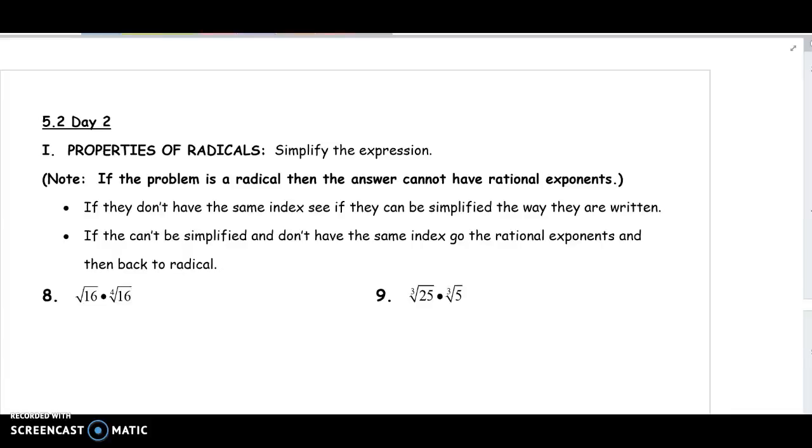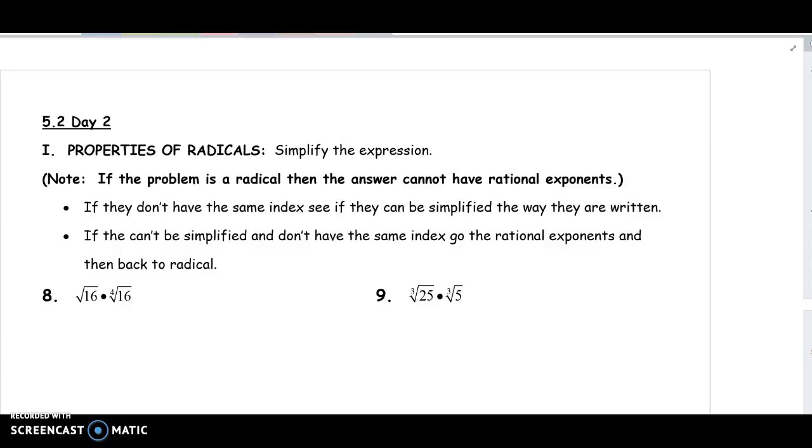We are going to go through 3 different types of simplifying radicals. The important thing is if your problem starts as a radical, your answer cannot have any rational exponents. So if there's still a fraction exponent or a radical in your answer, it needs to have radicals. If it starts with radicals, it needs to end with radicals, unless they are canceled out.